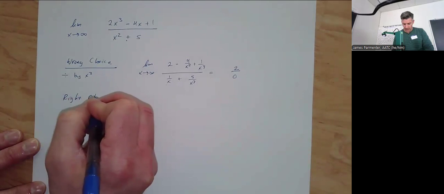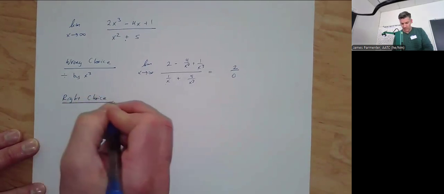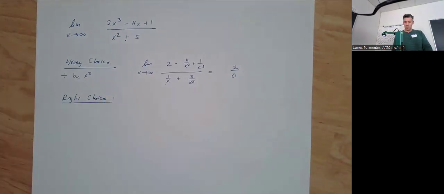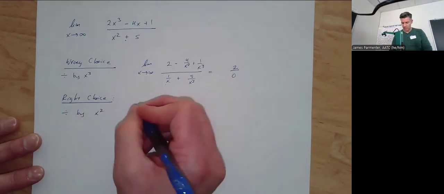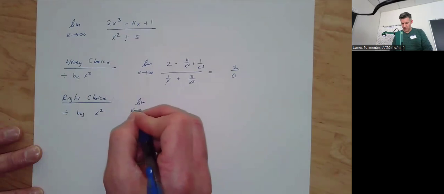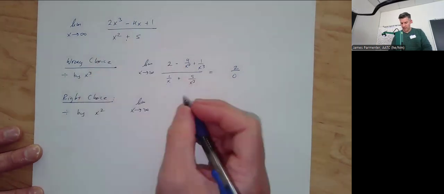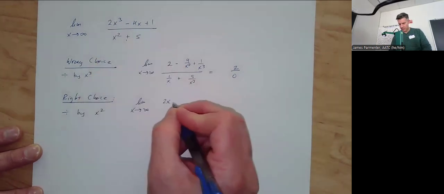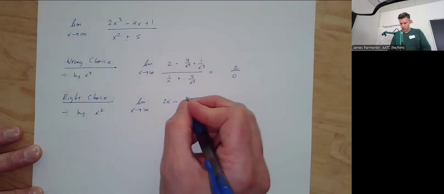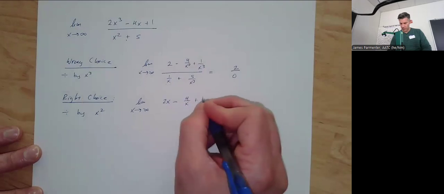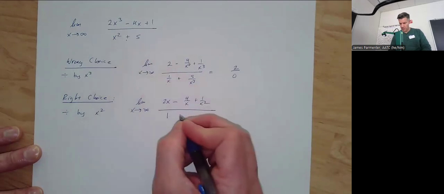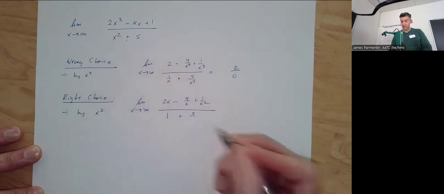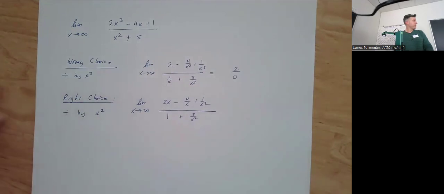is to divide by the highest power of x that appears in the denominator. So if we divide by x squared instead, look how much easier this is going to be. We're going to have the limit as x goes to infinity of 2x cubed divided by x squared, which is 2x; 4x divided by x squared is 4 over x; then 1 over x squared. And then in the denominator, x squared over x squared is 1, and 5 over x squared is 5 over x squared.